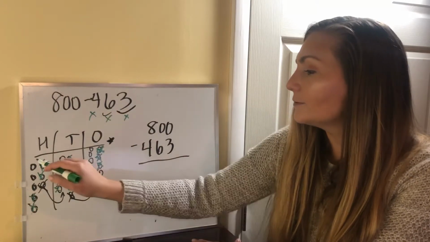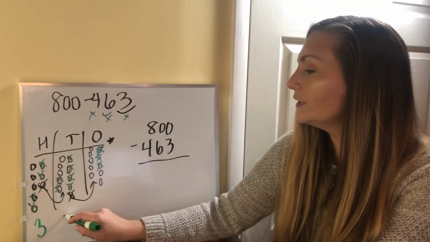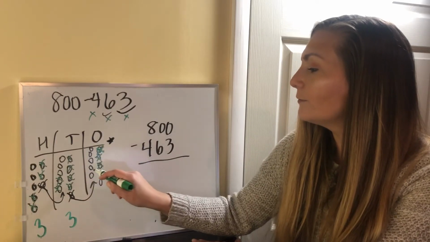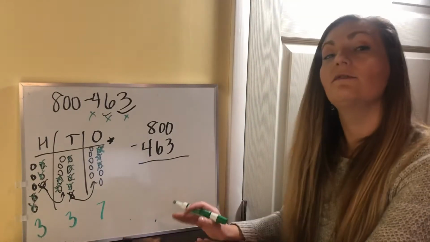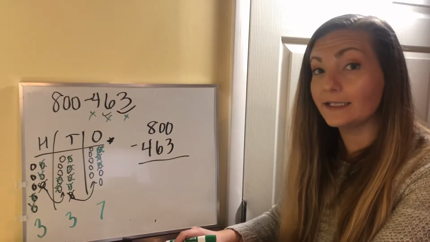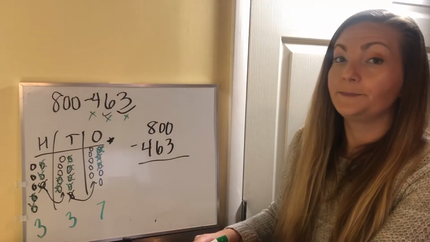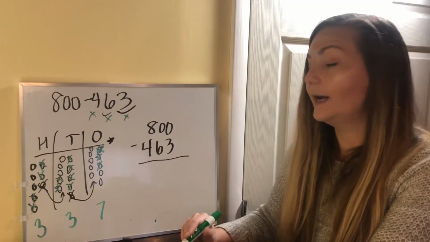Let's see what's left. We have 100, 200, 300, 10, 20, 30, 1, 2, 3, 4, 5, 6, 7. 337. I'm going to solve in the vertical method too and see if my answers match. And if not, what does that tell me? It tells me I have a mistake in one of the methods and I need to go back.